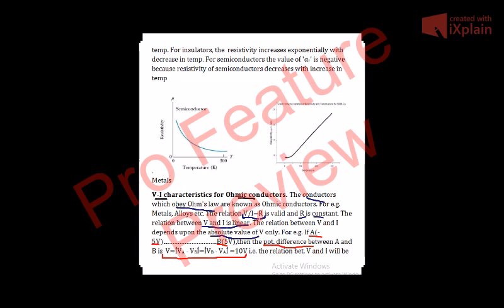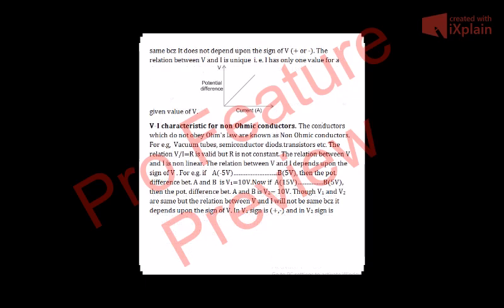In the first case, if you give the value VA equal to minus 5 volt, it will be minus 5 minus 5, that is minus 10. But the absolute value of minus 10 will become 10. Similarly, in the second case, it will be 5 minus minus 5, so 5 plus 5, it will be 10. So the absolute value is again 10 volt. The potential difference between A and B becomes 10 volt. That is, the relation between V and I will be the same because it does not depend upon the sign of V, plus or minus.